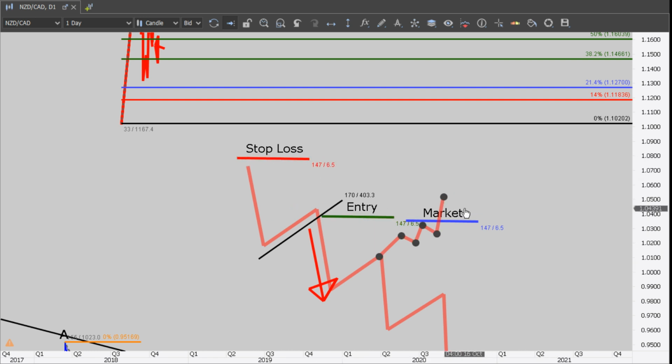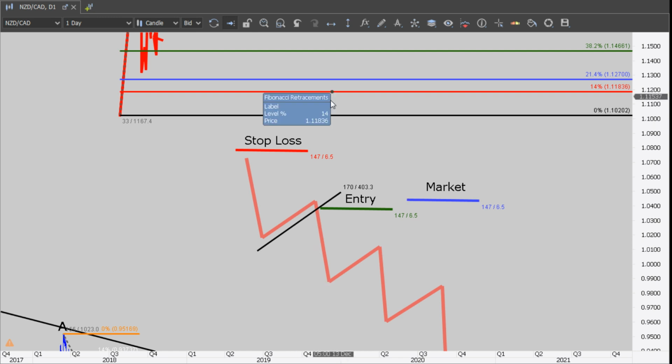Oh, Passion, what if the market stops you out at break even? You re-enter. What you do? You need to re-enter with the next counter trendline break.